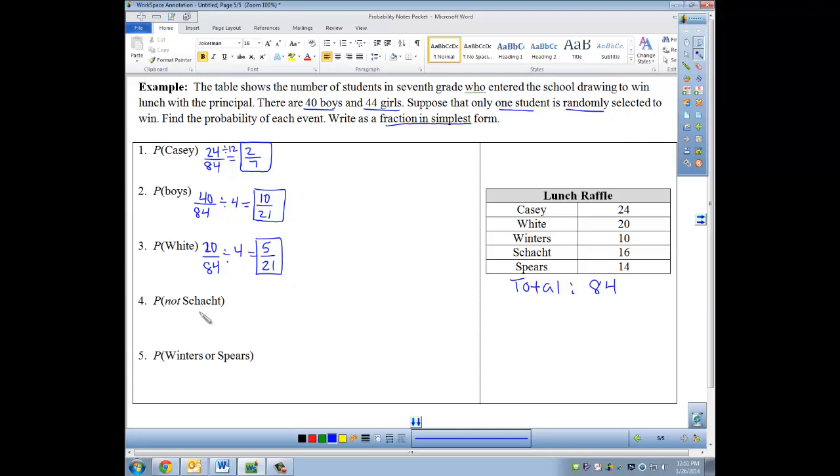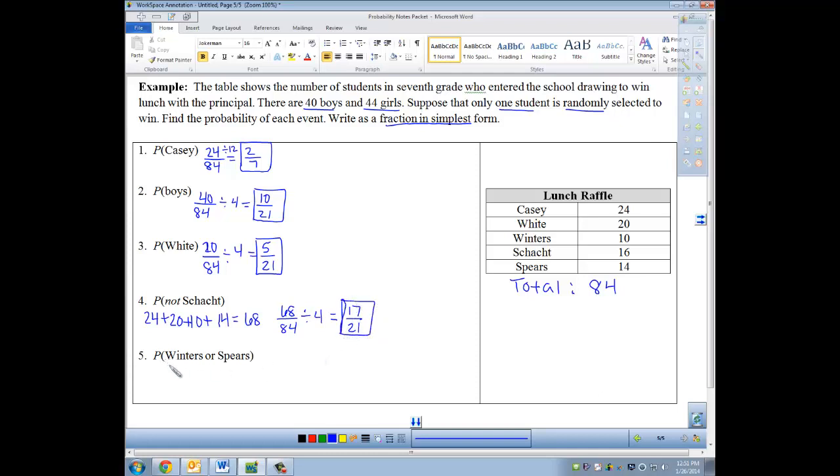Number 4, probability that someone from Mr. Schott's class will not win. Well, we need to figure out the total number of students who are in all the other classes. So Casey was 24, White was 20, Winters was 10, Spears was 14. So the number of students who are not in Mr. Schott's class is 68. So 68 possibilities out of the total 84. We can divide both numbers by 4 and get 17 over 21.